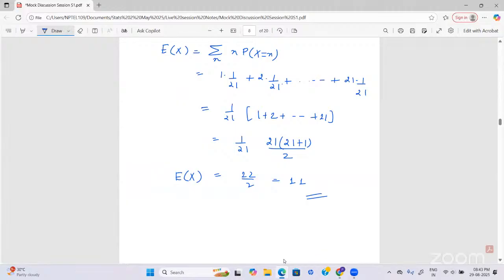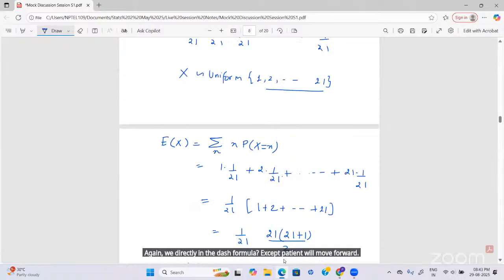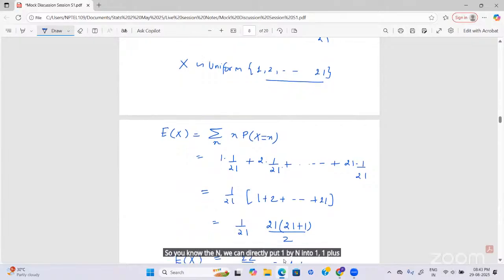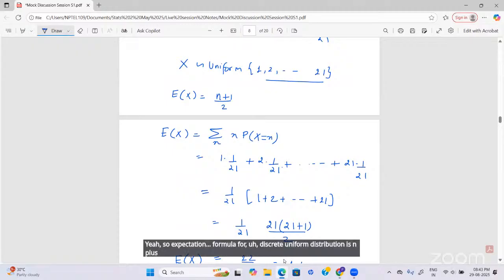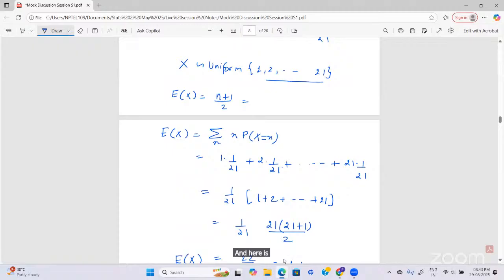Can we directly use this formula? Expectation will be... if we know n, we can directly put 1 plus n upon 2. Yeah, so the expectation formula for a discrete uniform distribution is (n plus 1) upon 2, and n here is 21, right? So you can directly calculate (21 plus 1) upon 2, which will be equal to 11.